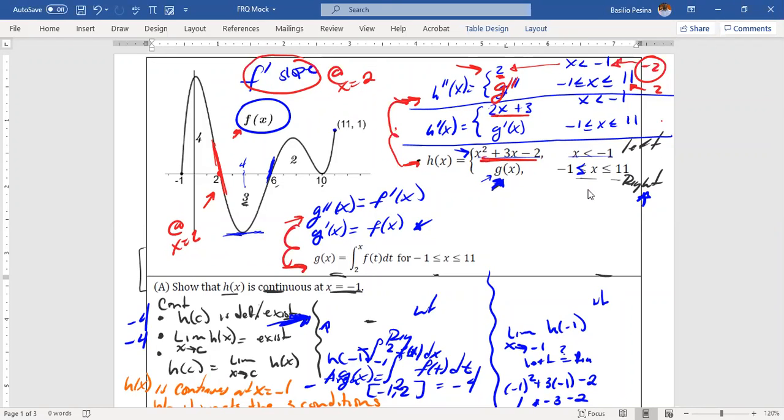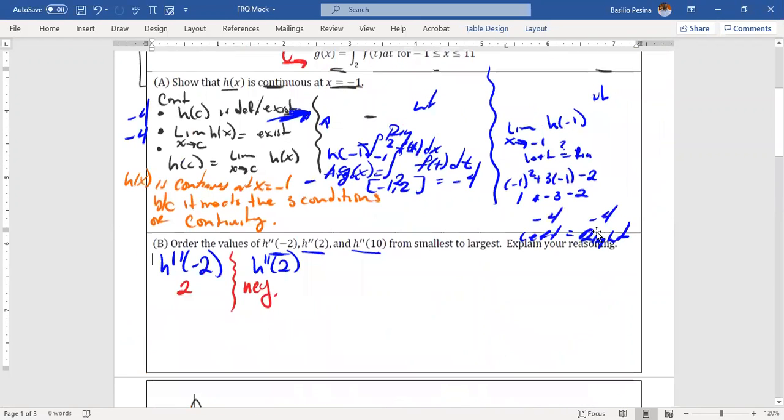However, the next one said at -2. At -2, I checked my function, and it landed in this interval right here, which means g double prime, which is this one right here, which means the slope of f. And all we knew is that it's negative.